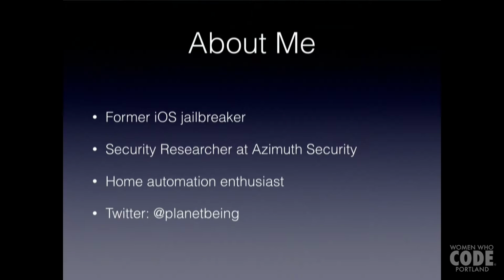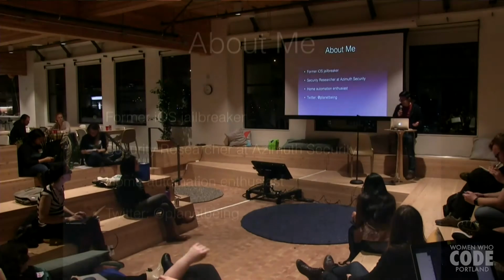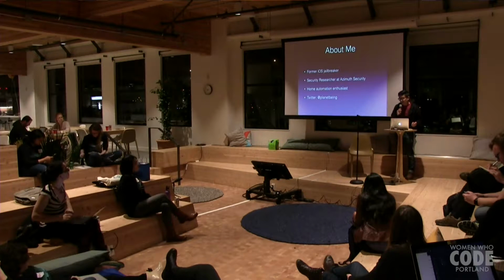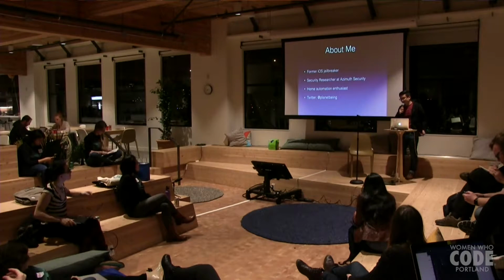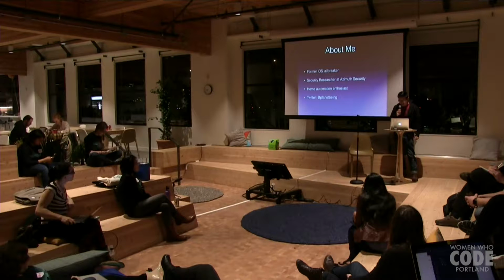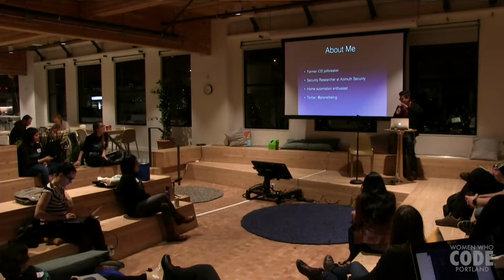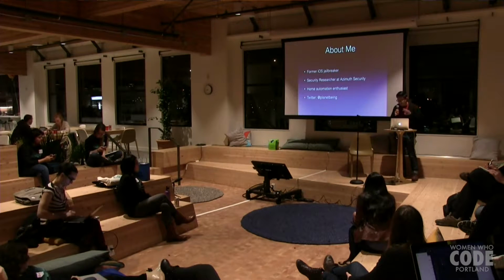So first, a little about me. I'm a former iOS jailbreaker, and jailbreaking is similar to rooting on Android. What we do is we enable people to make modifications to their iOS operating system on their phones, even if Apple wouldn't ordinarily let you do that. And now I'm a security researcher at a small security firm called Azimuth Security in Australia. And I'm also a huge home automation enthusiast. So this talk is sort of all these three things melded together.